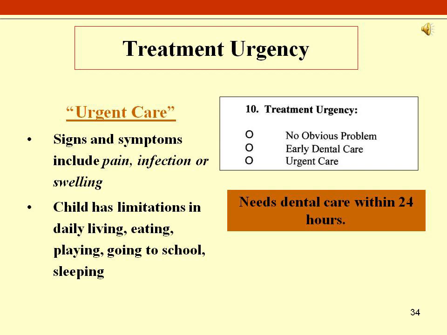Urgent care is marked when you feel that treatment should be given to the child within 24 hours of screening. This may be due to the presence of an abscess, a draining fistula, or a swelling or other painful ulceration. This is also the category you should mark if the child has limitations to his or her daily living activities due to dental pain. These activities include eating, playing, going to school, or sleeping. You may need to ask the child, parent, or caregiver, if available, some questions to ascertain this information.